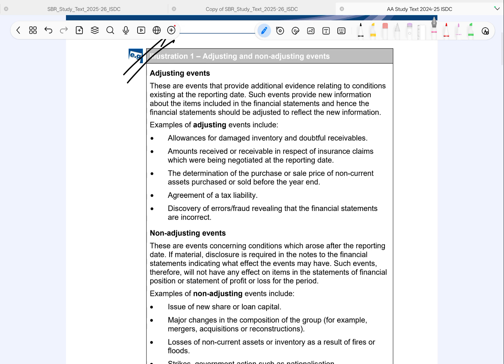So, the rule for existing events is: I'll write it down. Existing condition plus new evidence equals existing events. Okay. Now let's move on to non-existing events.